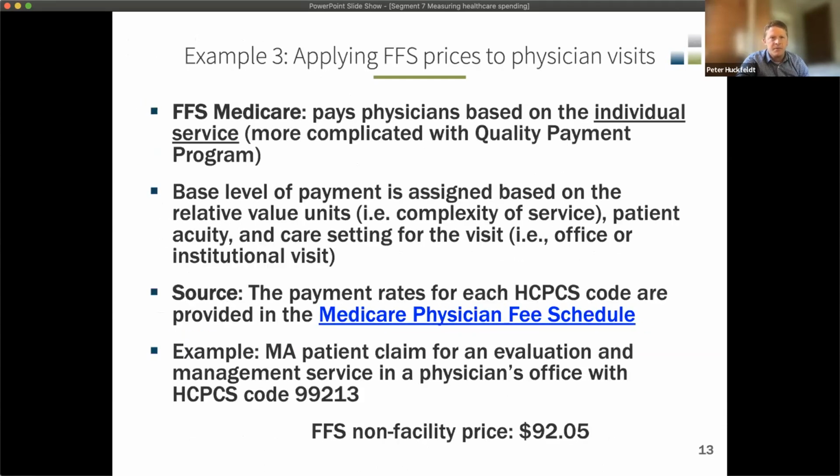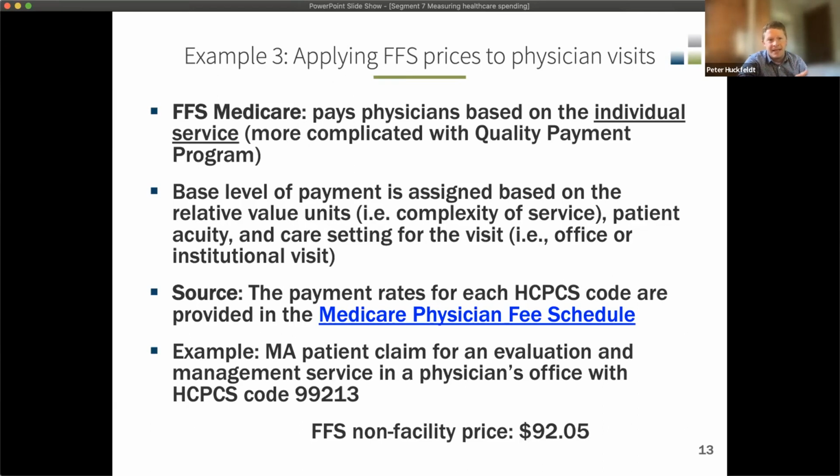So a third example would be applying fee-for-service prices to physician visits. Fee-for-service Medicare does pay physicians based on individual services. Now it's kind of complicated at the end of the day because of the Quality Payment Program, since there are adjustments based on whether you're participating in an advanced payment program like a risk-bearing ACO, and you get a bonus, or the MIPS pay-for-performance program. But if you're trying to create standardized prices, I might ignore that information and just use the payment rate that is published in the Medicare physician fee schedule.